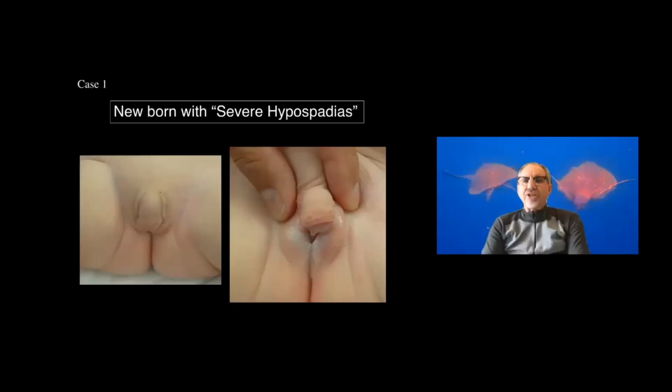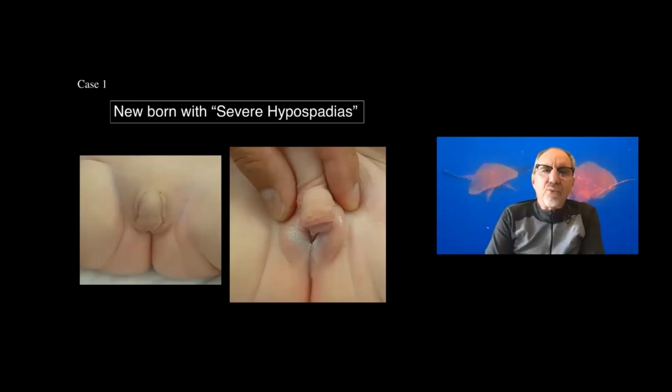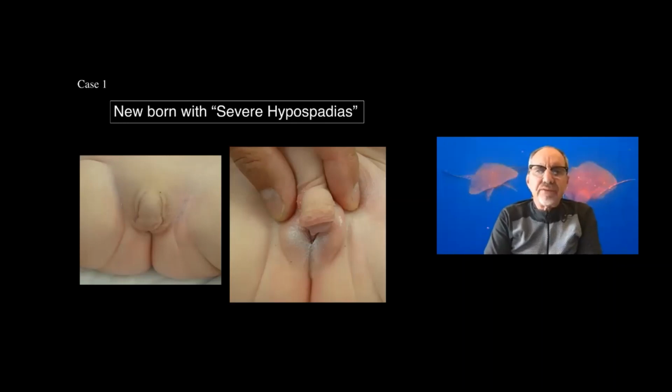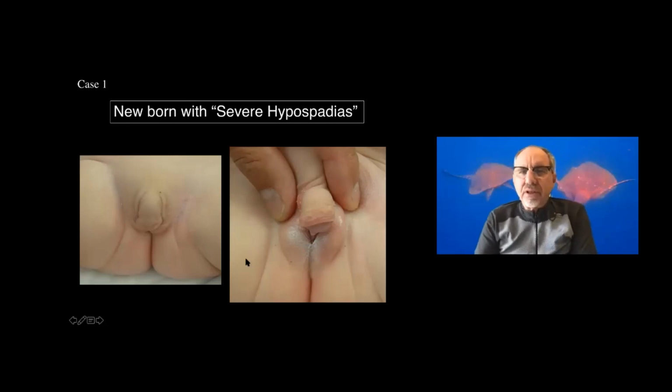All right, let's go on to the real cases. This is case number 1. This is a newborn with severe hypospadias. What is the diagnosis? And is this a pediatric urologic emergency? All right, a few more seconds to get your answer in, and then Michelle will bring up and see how we did.